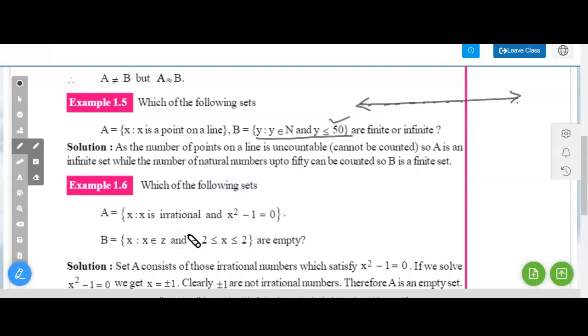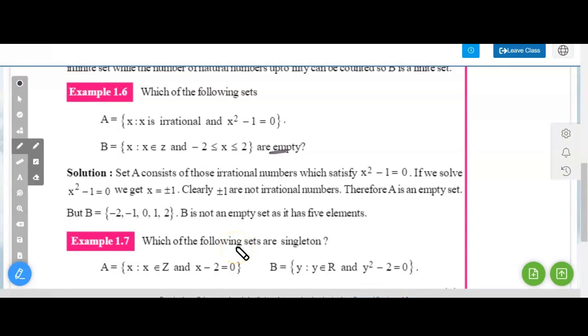Next question is, which of the following sets are empty? Empty means you are not supposed to have any element in it. The first one is: X is irrational and X square minus 1 is equal to 0. That means X square is equal to 1 and X is equal to plus or minus 1. But X should be irrational, and it is not irrational, it is an integer. In that case, this is an empty set. It doesn't satisfy both conditions at the same time. So A is an empty set.